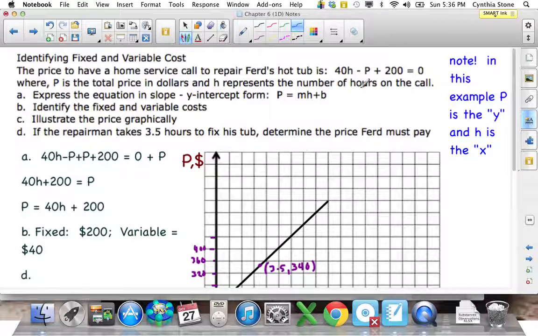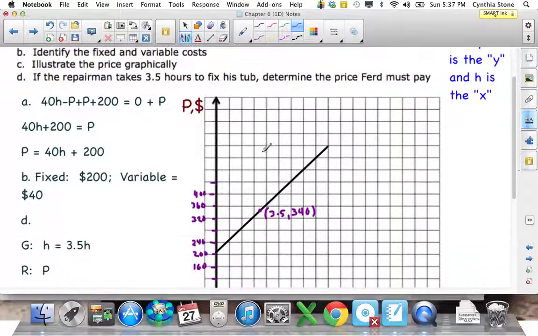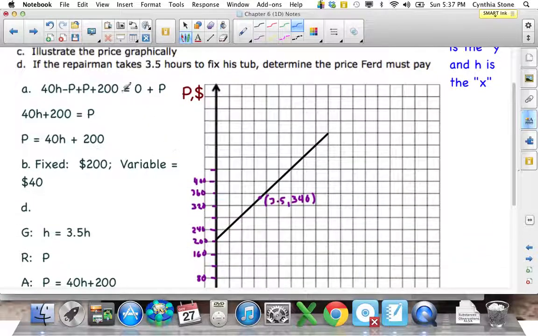Okay, so this, by the way, tells me right away that they're saying that P is my dependent variable and H, hours, is my independent variable, which makes sense because, first of all, I've always told you that time is almost every case the independent variable. Time is almost always the x. Okay, so anyway, it wants us to put it in y-intercept form. So let's just look at that process right here. That's what I have for part A here.